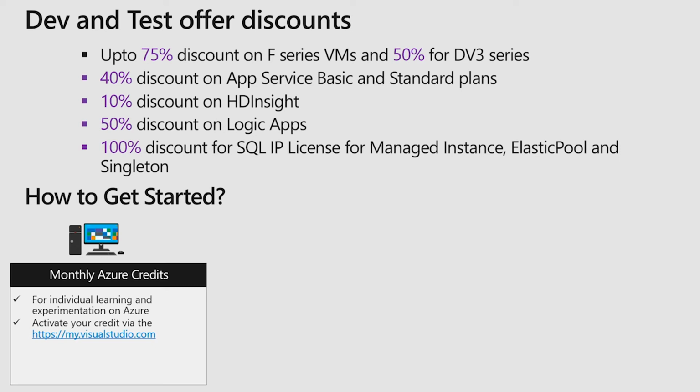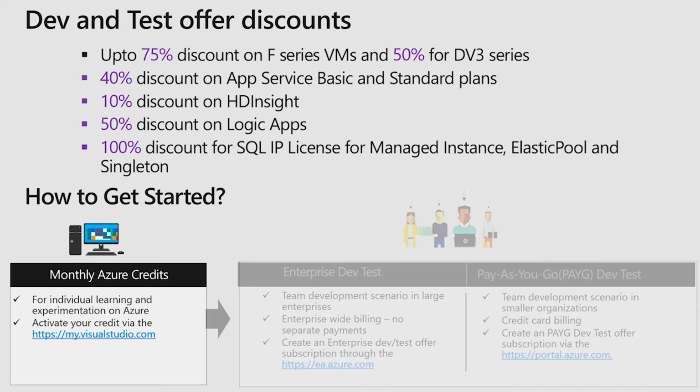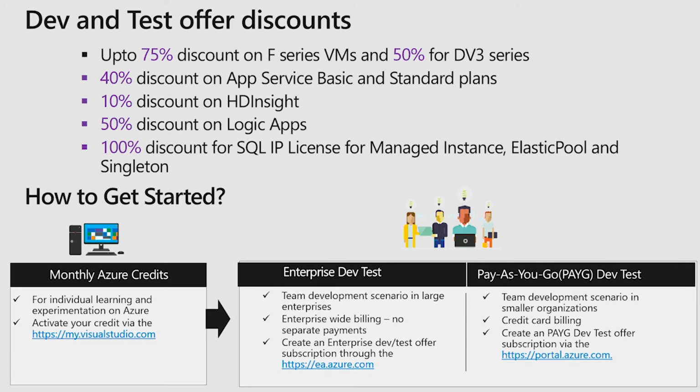But what if you're a development team, and you want to set up an environment which is accessible to your entire dev and test team? In that scenario, if you're a large enterprise, we have the Enterprise Dev Test offer that you see in the middle, which you can create through the enterprise portal. I strongly recommend finding out if your organization has an enterprise agreement and leveraging this offer type. If you're a small or medium organization, then we have the pay-as-you-go dev test offer that is available to you. It's extremely simple, again, to get started, and it's for team development scenarios. So that's something about dev test offers. It's a great way to get started.